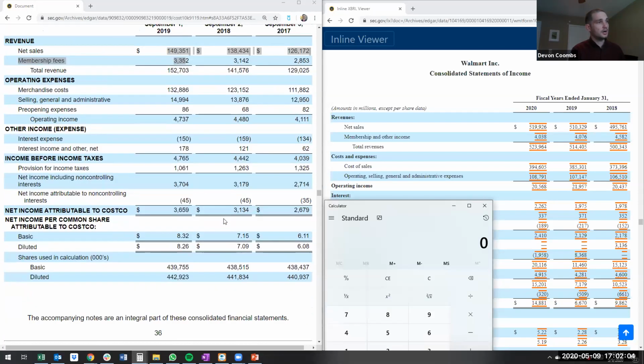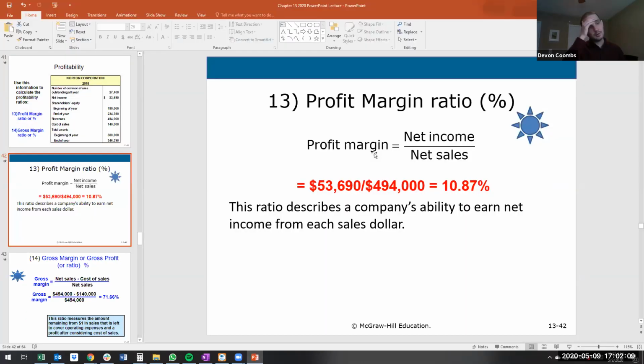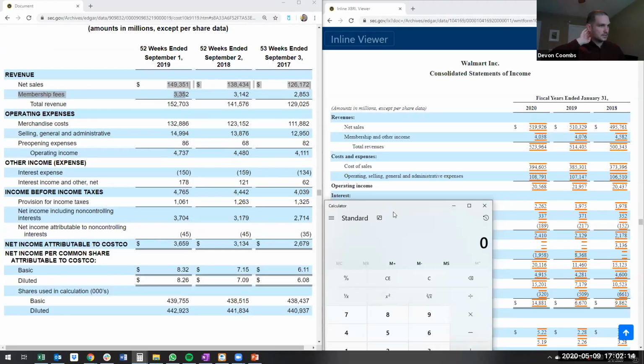And so what we talked about is, I want to use exactly here so you can see how we assess. How do we figure out their profit margin? What's their net income divided by net sales? Net income. Where's our net income? Other income. Net income attributable. That's what we'll call it here. Net income attributable to Costco. Here, that's what we might care about. 3,659 divided by total revenue, 152,703. So Costco has a 2.4% profit margin.